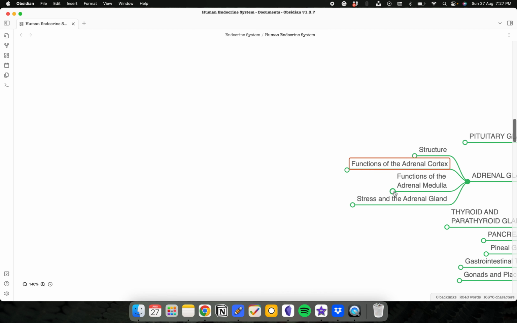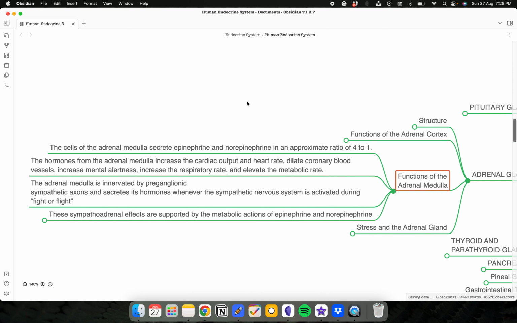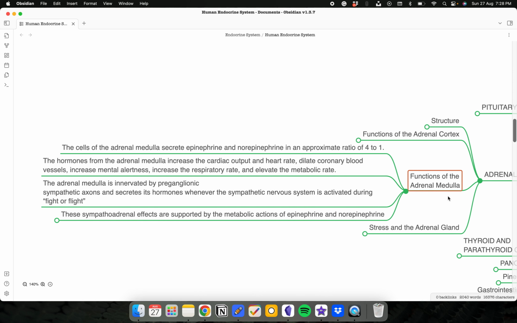Now let's see the functions of the adrenal medulla. As I have mentioned, the adrenal medulla is the inner part of this adrenal gland. Mainly this adrenal medulla is associated with the secretion of epinephrine and norepinephrine. Okay, and epinephrine and norepinephrine are associated with an increase in cardiac output and heart rate. They dilate the coronary blood vessels, increase mental alertness, increase the respiratory rate, and elevate the metabolic rate.